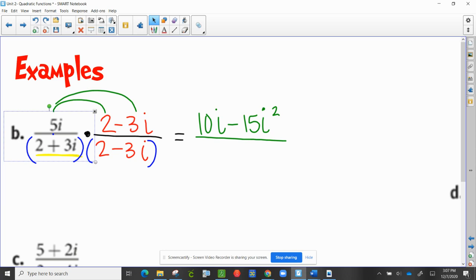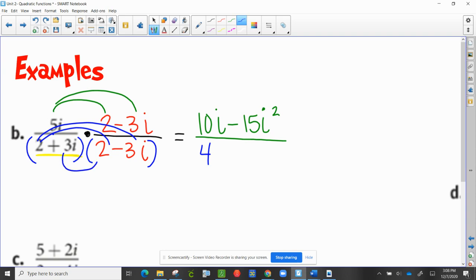So I'm going to take 2 times 2. 2 times 2 is 4. Now, this is where I said there are some shortcuts. If I do the outer terms, that's going to give me negative 6i, but then I'm going to have plus 6i. So those middle terms always cancel. So really, all you need to care about is the first terms, so 2 times 2, and the last terms, so 3i times a negative 3i. So that's going to give me negative 9i squared.